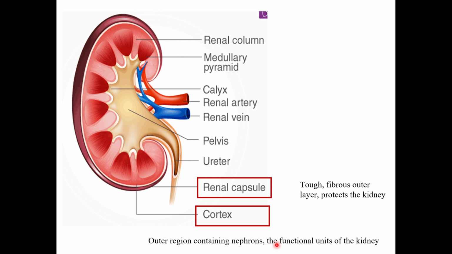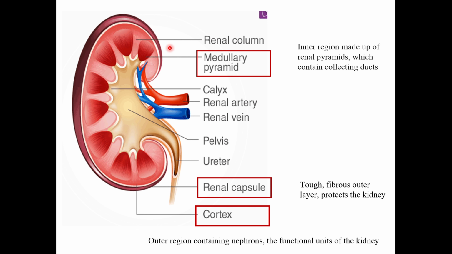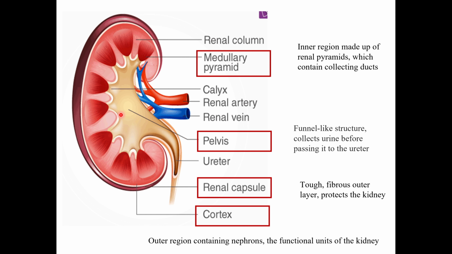Below this cortex, if you go deeper inside the kidney, you find the medulla. The inner region of the kidney is known as the medulla, and it is made up of renal pyramids which contain collecting ducts. This funnel-shaped structure is known as the renal pelvis, and it collects the urine before passing it to the ureter.